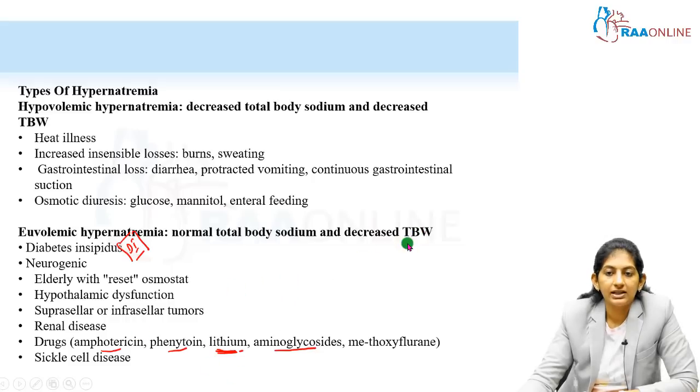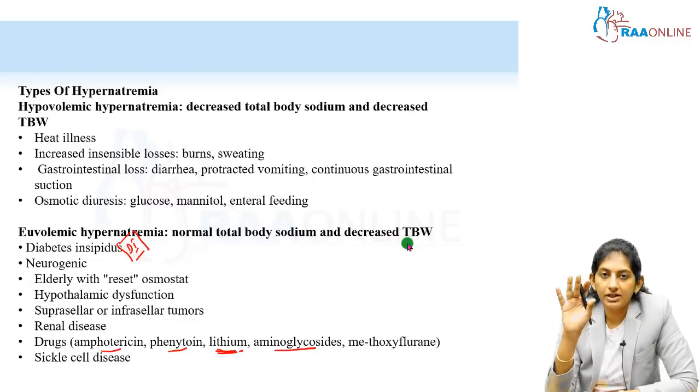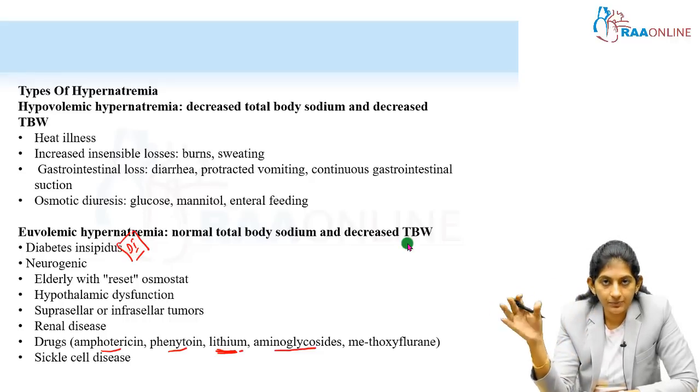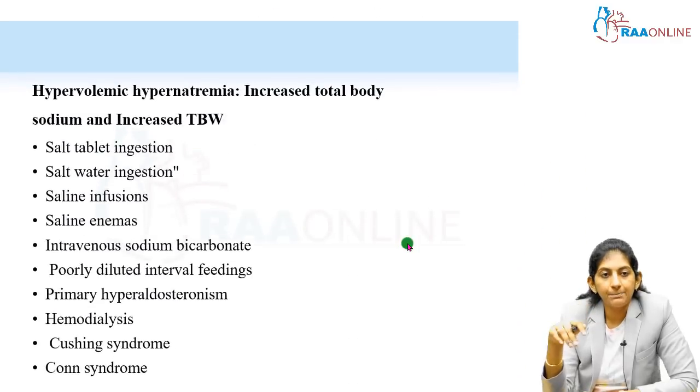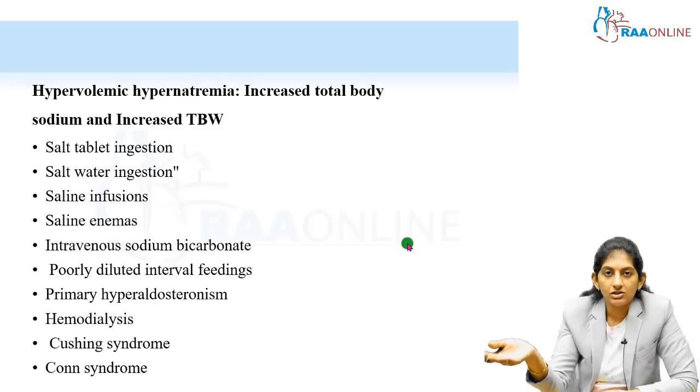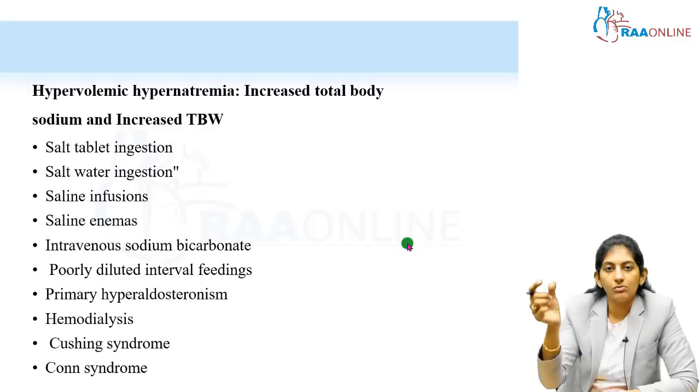Here what happens is total body water will decrease, but the sodium level will be normal. Some amount of body water will be lost, but since body sodium is normal, it will try to regain that volume. So ultimately, the child's volume status will be normal. That is why it is euvolemic hypernatremia. Coming to hypervolemic hypernatremia. Hypervolemic means inside the system, the sodium is increased and water is also increased. Hypervolemia means total body water will increase, and in hypernatremia, body sodium will increase.